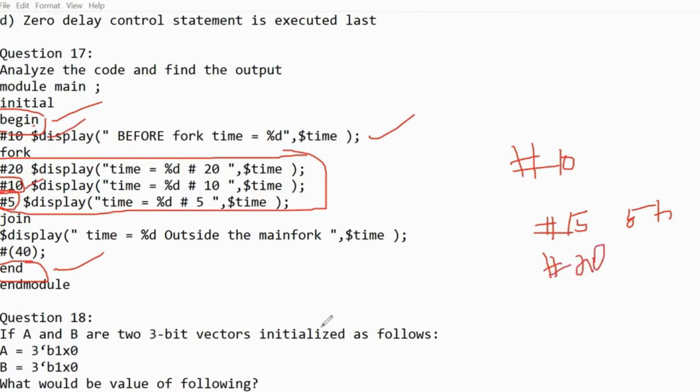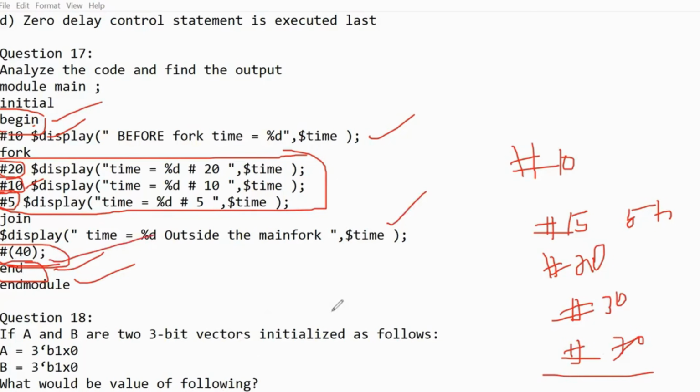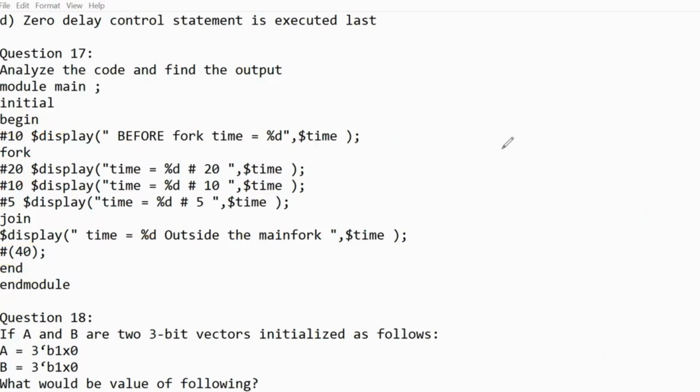Then next, at 30, the first display, #30, the first statement will be executed. Lastly, the statement after join also executes at 30. Then 30 plus 40, 70, it will execute, right? Did everyone understand? Yes, ma'am. Okay, here at 30 time units and 30 plus 40 time units, the next statement will be executed. So this is how we can use fork join, the parallel execution statements.